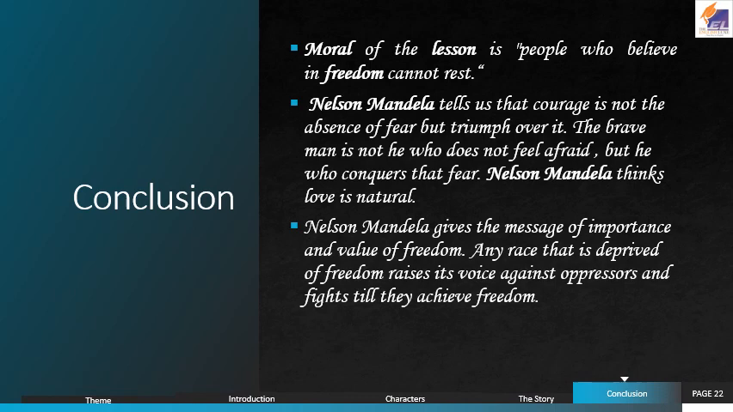Conclusion. Moral of the lesson is people who believe in freedom cannot rest. Nelson Mandela tells us that courage is not the absence of fear but triumph over it. The brave man is not he who does not feel afraid but he who conquers that fear. Nelson Mandela thinks love is natural. He gives the message of importance and value of freedom. Any race that is deprived of freedom raises its voice against oppressor and fights till they achieve freedom.